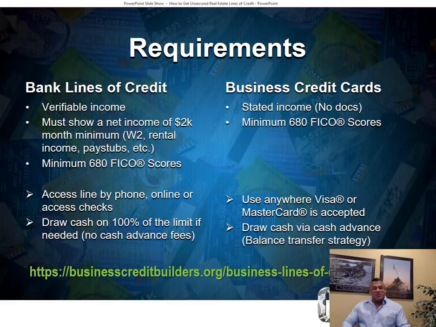Now, when you get these business credit cards, you can use them anywhere Visa or MasterCard are accepted, and you could draw cash on these business credit cards as well. So don't think you can't pull lump sums of cash off of credit cards. You can, but you want to utilize the balance transfer strategy. I did a video not too long ago on how to get a 0% on cash advances. So you may want to check out that video.